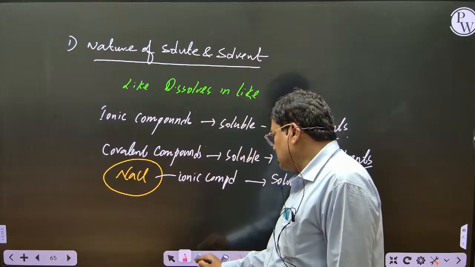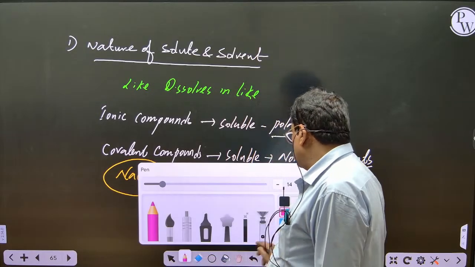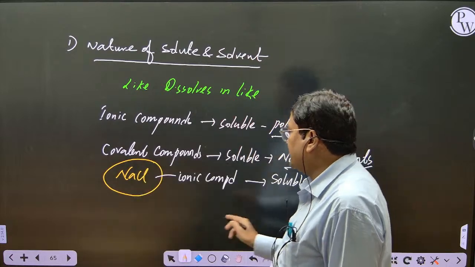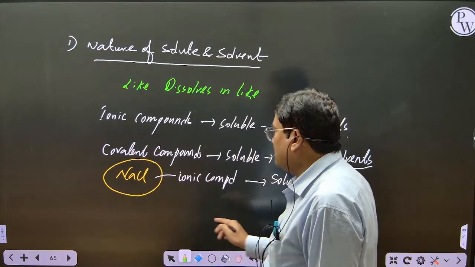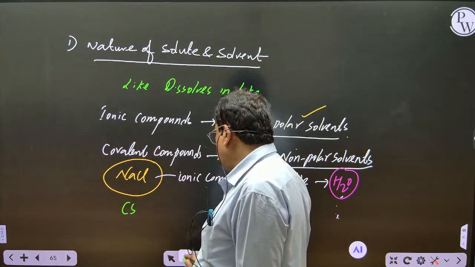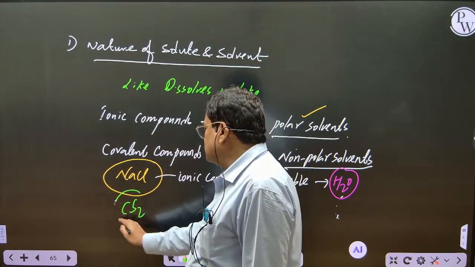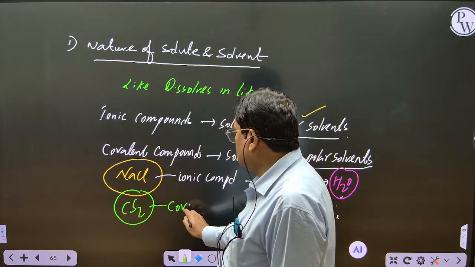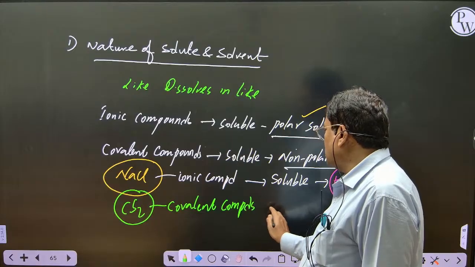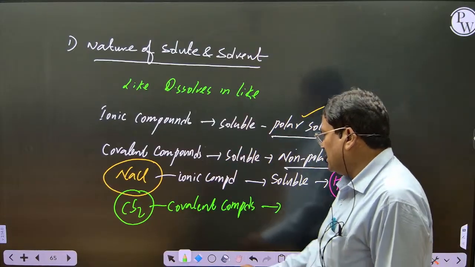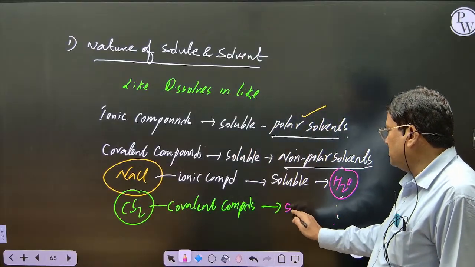Same way I take another compound, carbon disulfide. You know what is the nature of carbon disulfide? Carbon disulfide nature will be what? Covalent. Formula of carbon disulfide CS2. This is what type of compound? Covalent compound, no? So covalent compounds are soluble in where? These are soluble in non-polar solvent like what? Benzene. You know, soluble in benzene.